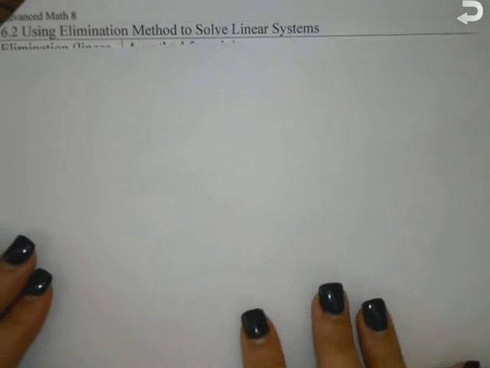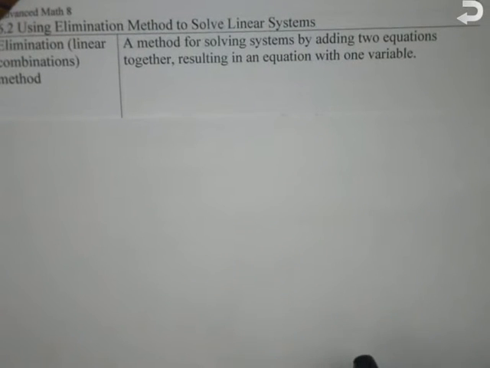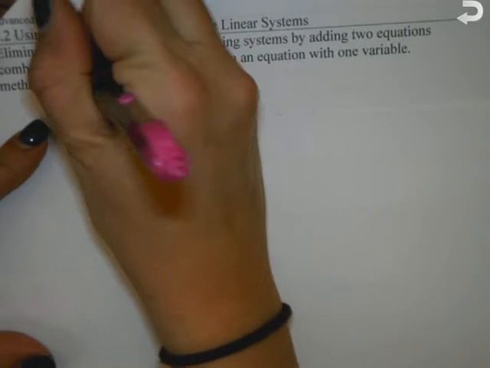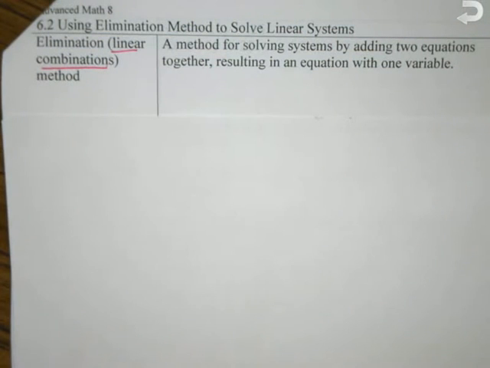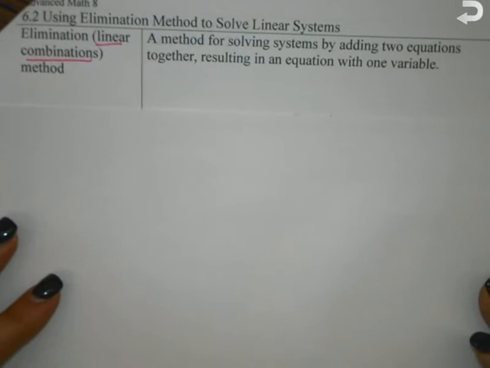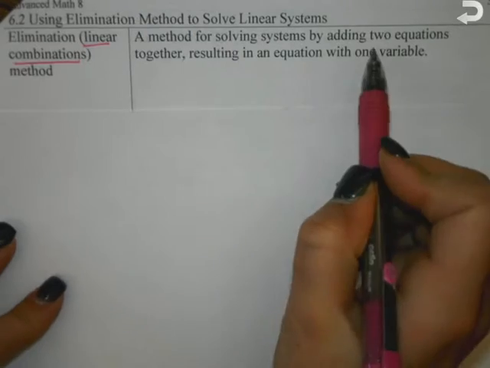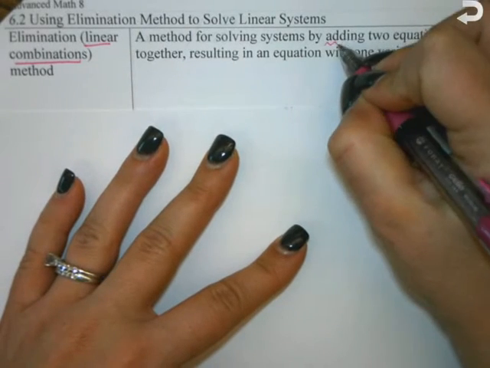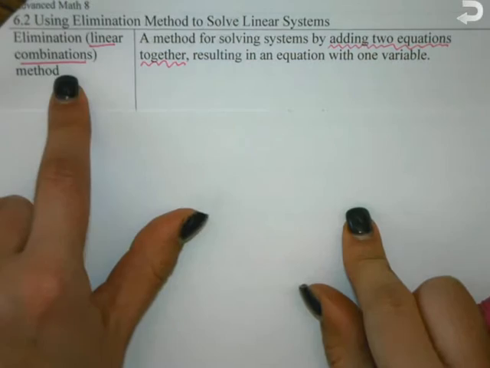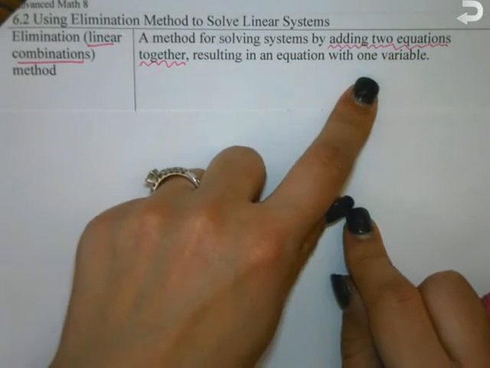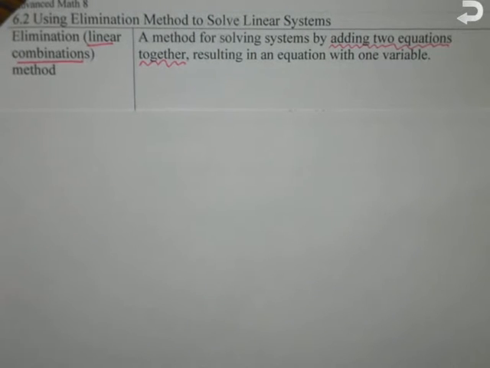So first let me define the elimination method. It is also sometimes called the linear combinations method. So just make sure that you know that elimination or, if the instructions say linear combinations, they're actually the same thing, okay? There are just two different names for it. But it is a method for solving systems by adding the two equations together. That's why we call it the linear combinations method, resulting in an equation with one variable, because when we combine the two linear equations, we will eliminate one of the variables.